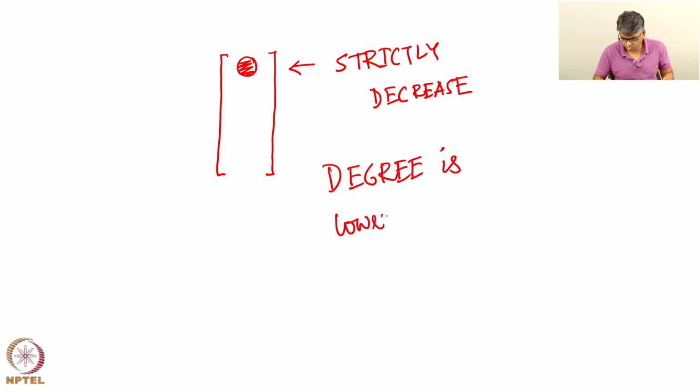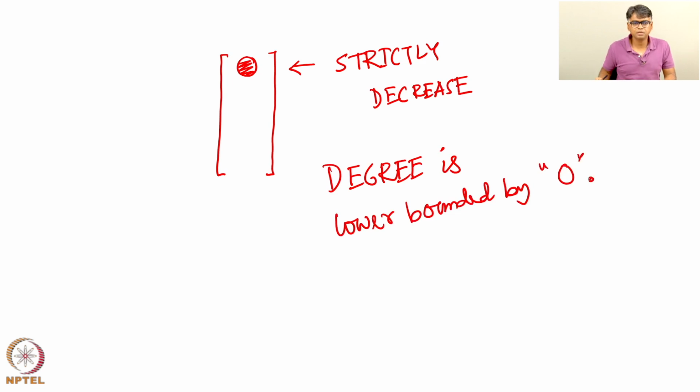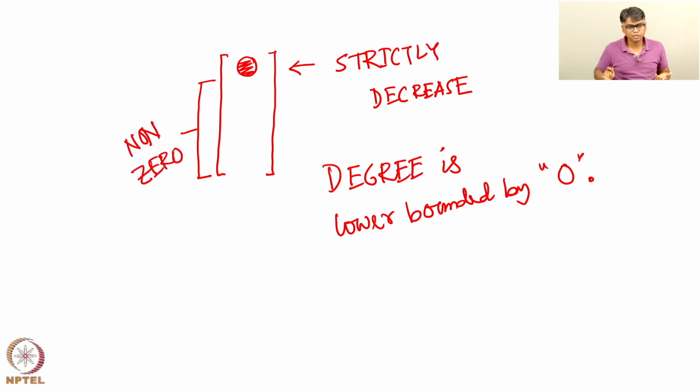Let me write that in bold, big letters: lower bounded by 0. It cannot go on forever. As long as these polynomials are non-zero, I can continue, but I cannot continue forever. So they cannot remain non-zero forever. All of them will become 0 after finitely many steps.